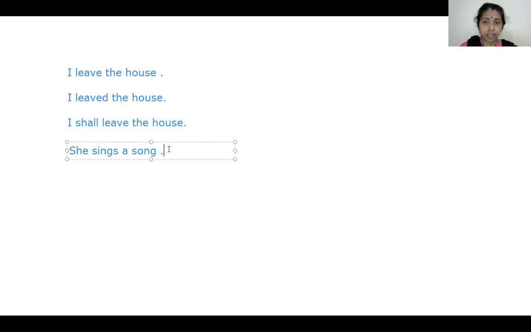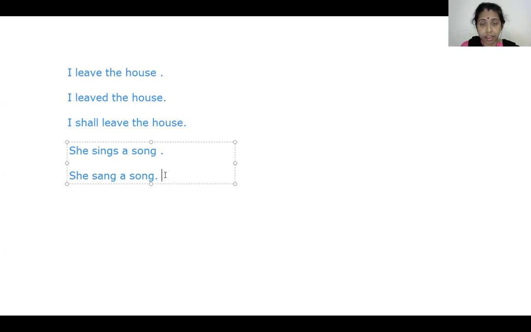If I write the past form of this verb, how will it be? She sang a song. Here the verb sing changes into sang and the word sang is the past form of the verb sing. And she sang a song. That means the work already has finished.